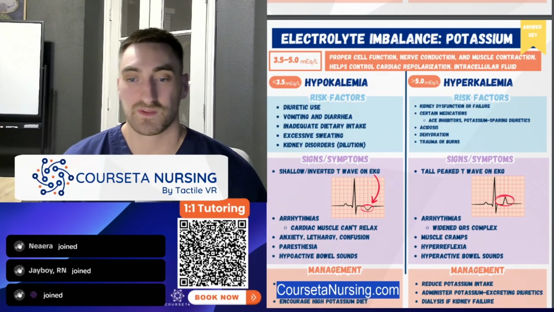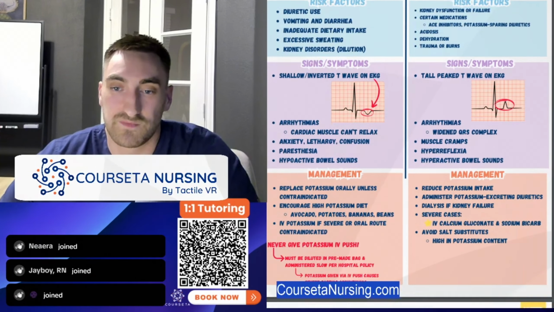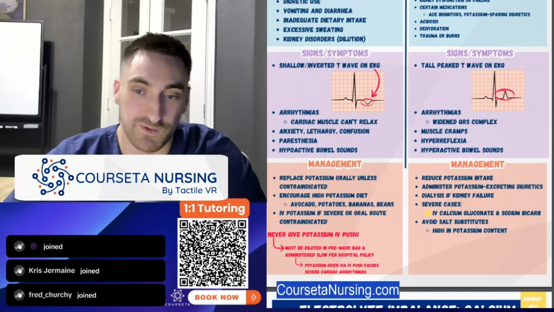So just the exact opposite of hypokalemia, where you have hypoactive bowel sounds. What's the risk factor once again? Paralytic ileus. Well, with hyperactive bowel sounds, it's the exact opposite because you have too much potassium. So there's that. And then management, once again, it's not complicated, so don't overcomplicate it. If you have too much potassium, then we want to get rid of the potassium.